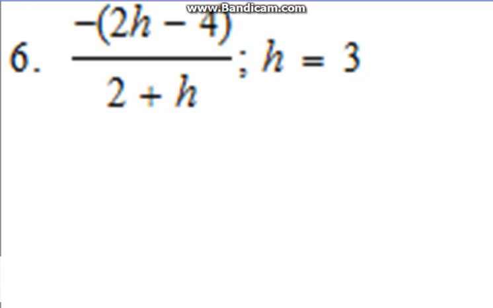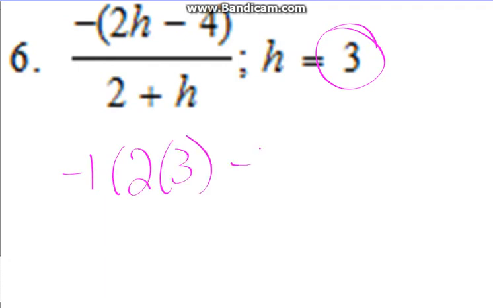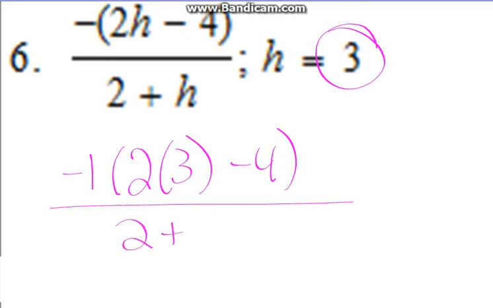So number 6 says more of the same. So let's simplify and replace h with 3. So I'm going to start by negative 1 times 2 times h, which is 3, minus 4, all over 2 plus h, which is 3. So there we go.